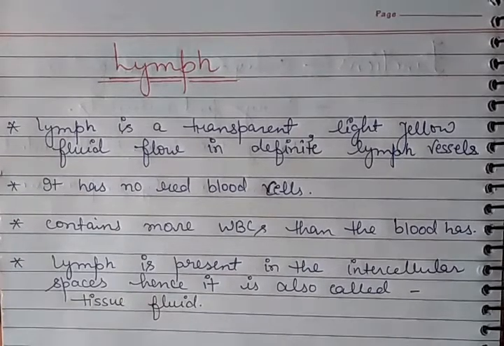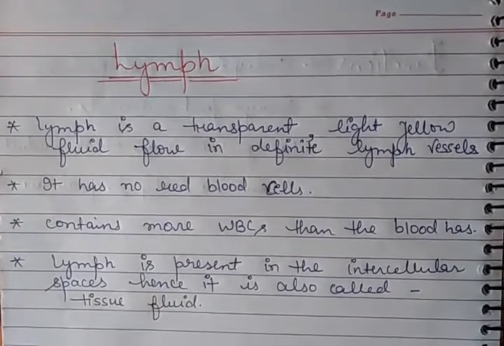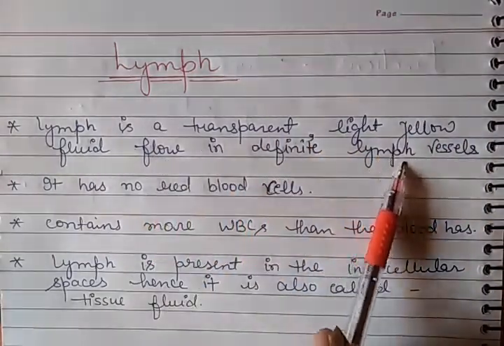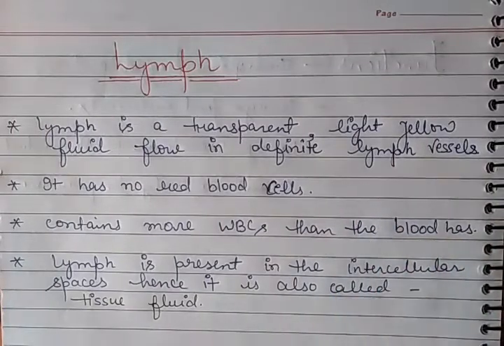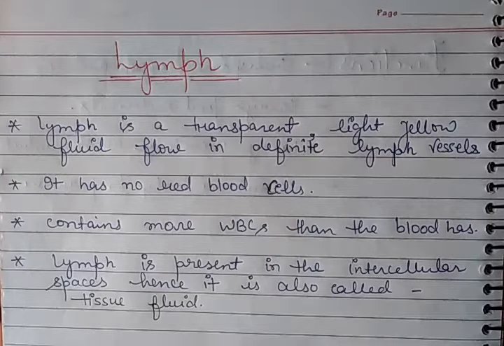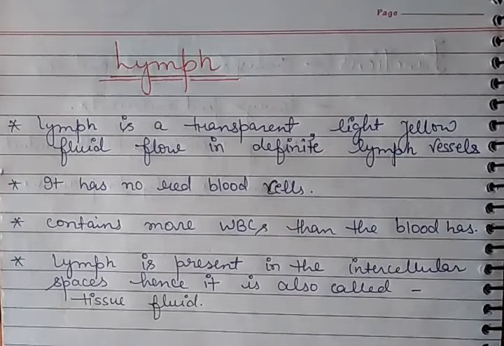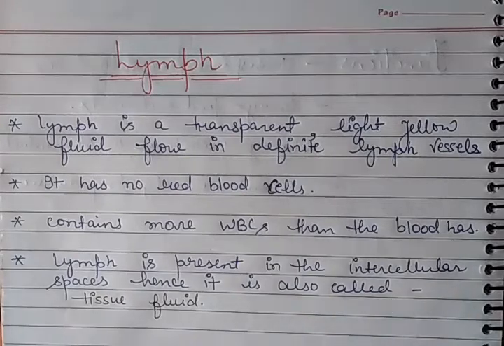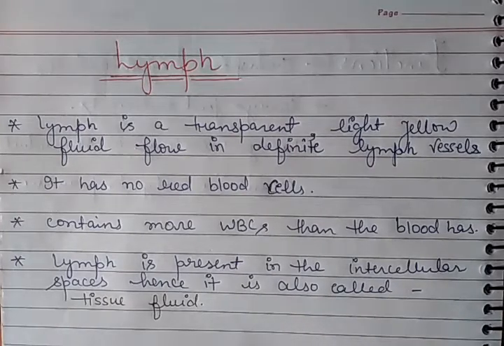Now we will talk about another kind of fluid connective tissue, that is lymph. So what is lymph? Lymph is a transparent, light yellow fluid flowing in definite lymph vessels. If you take out the red blood cells from the blood, whatever fluid is left is actually the lymph. You can call lymph the blood without red blood cells.